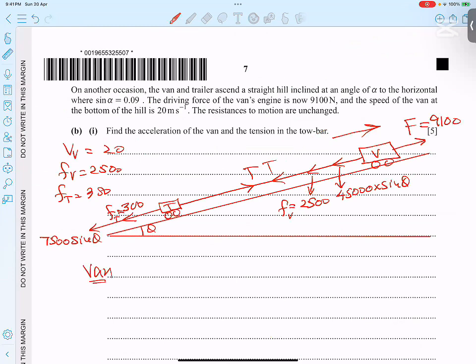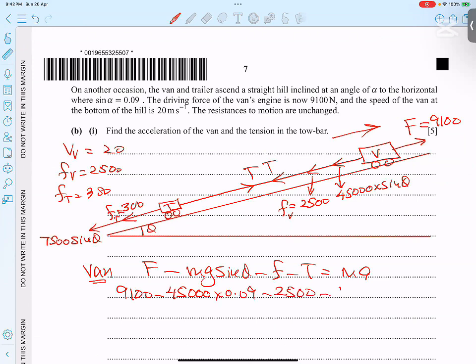Because the system is going upward, this force is bigger than all these components. So I will take these four forces: 1, 2, 3, and 4. I'm saying capital F minus mg sine theta minus friction minus tension equal to ma. Now I plug in the values. So I got 9100, mass is 4500 into 0.09, friction is 2500, tension I don't know, mass is 4500, acceleration we don't know.